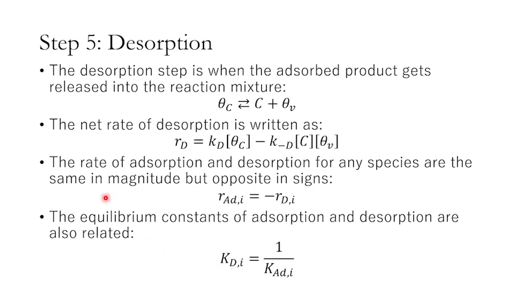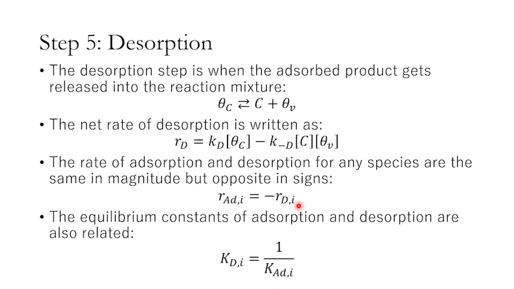Now, some important things to note: the rate of adsorption and desorption for any species are the same in magnitude but opposite in signs, which should make sense because adsorption and desorption are basically the same rates but with different directions. Adsorption is towards the catalyst and desorption is away from the catalyst. Always remember that this expression is only true for the same species. For example, if you are talking about the product, that is species C, the rate of adsorption of C is equal to the negative rate of desorption of C.